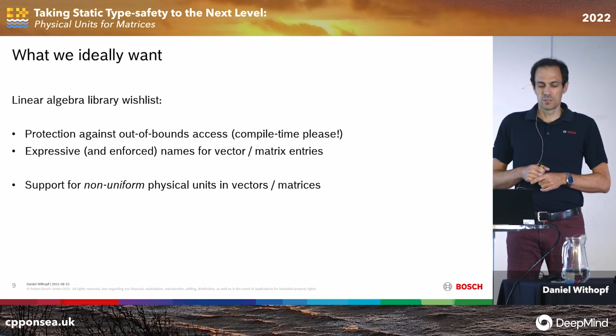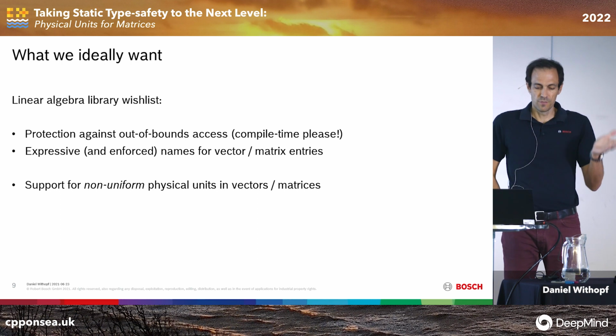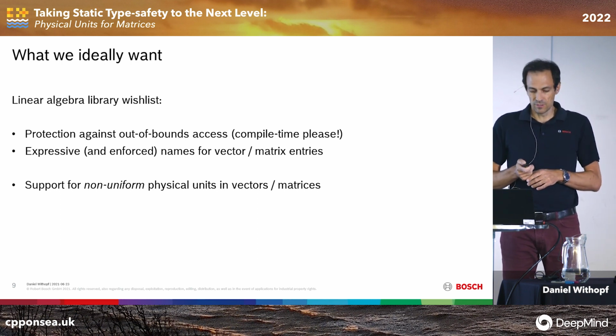Furthermore, I want to support non-uniform physical units in vectors and matrices. So as we've seen, the uniform version is fairly easy. You just can use the value type of a vector, but the non-uniform one is more complicated.